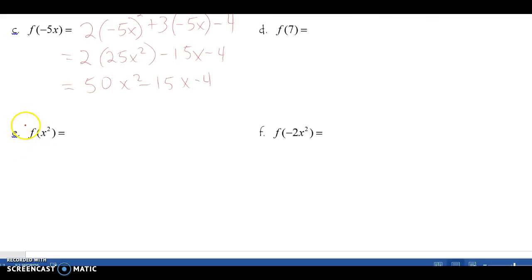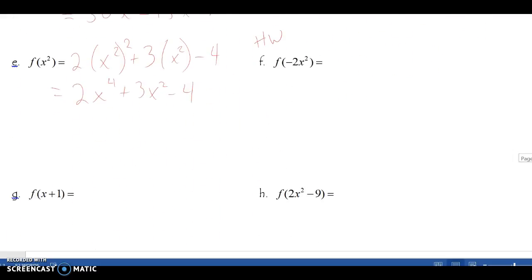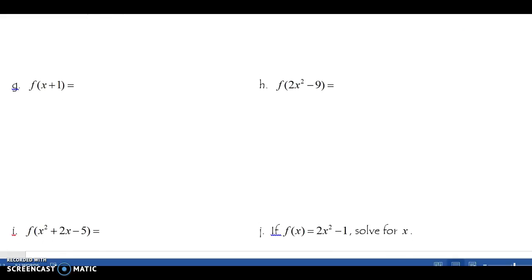I want you guys to try E. All right, so for E, we're replacing each x with a quantity x squared. Laws of exponents, that would become x to the 4th plus 3x squared minus 4, and the x to the 4th has a coefficient of 2. D and F are going to be part of your homework. So mark those right now, homework. And H we're going to do now, but G will be your homework. So let's look at H.